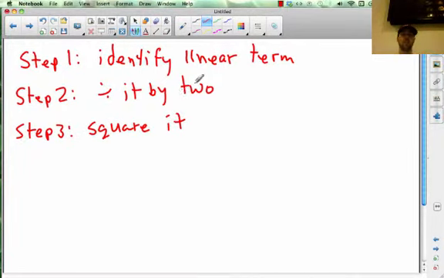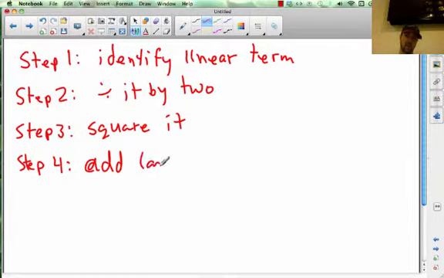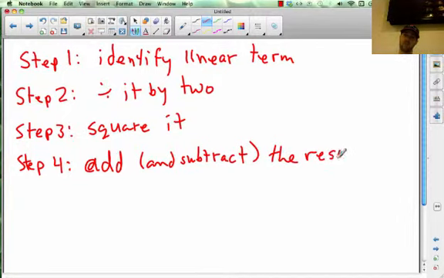So we've identified the linear term, divided by 2, squared it. Step 4, add, that's an A, and subtract, so that we don't change the equation. So add and subtract the result to the original function.